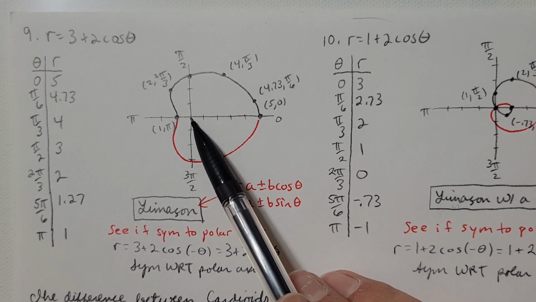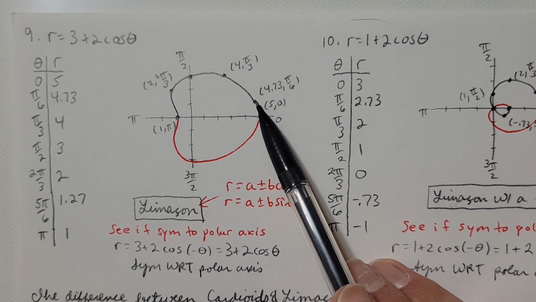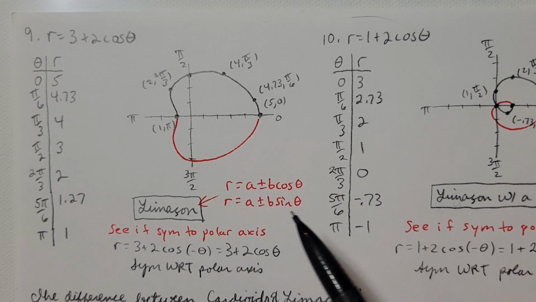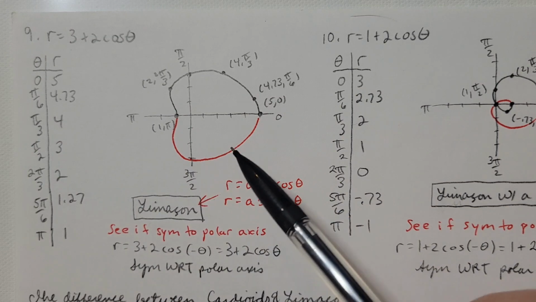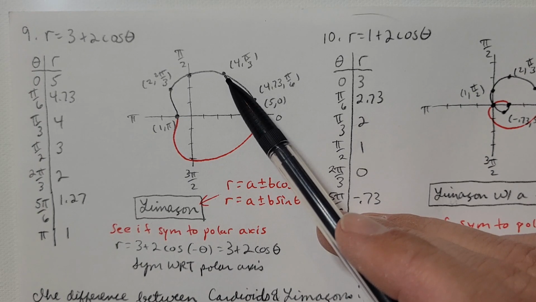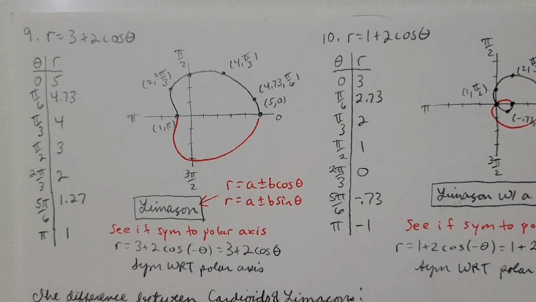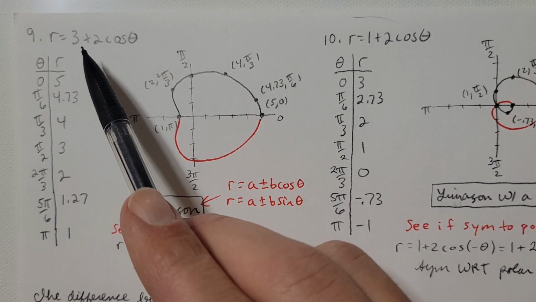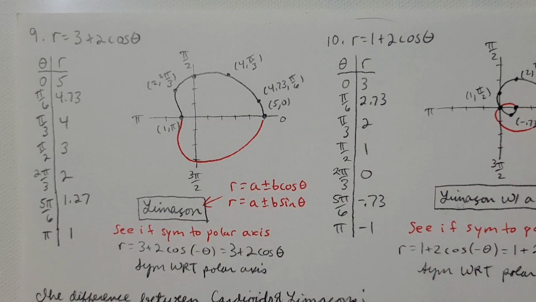So on the pi over 6 radial line, I need to go out 4.73 units and plot a point there. Then if theta is pi over 3, cosine pi over 3 is 1/2, times 2 is 1, plus 3 is 4. So on the pi over 3 axis, I need to go out 4 units and plot a point. There's that point there. Then I'm selecting pi over 2 next. Cosine pi over 2 is 0, r is 3. So on the pi over 2 radial line, I need to go out 3 units and plot a point.